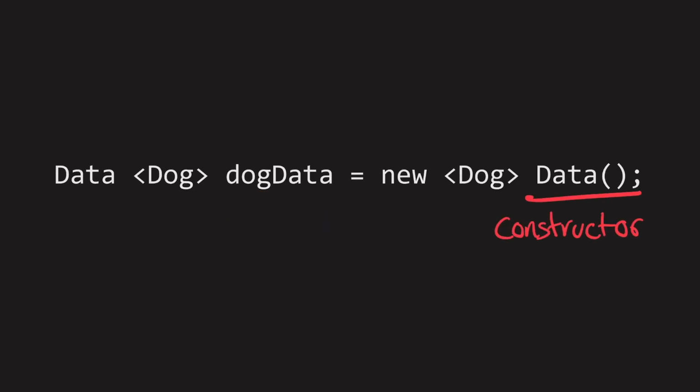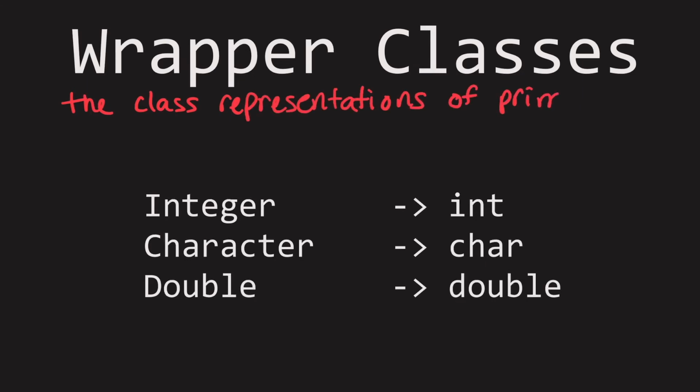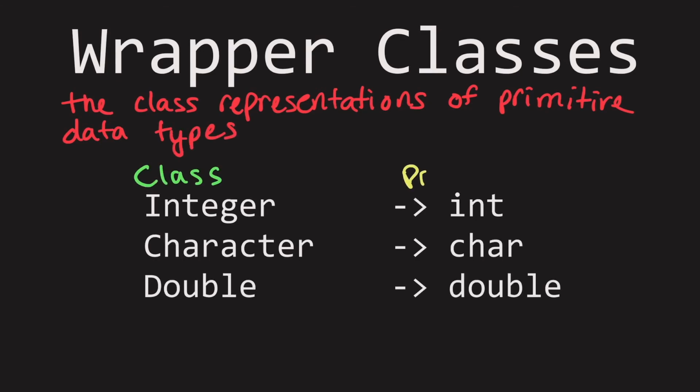And really quickly I want to touch upon wrapper classes. I will not go into too much depth about them, and will probably make a separate video about it in the future, but all you need to know is that wrapper classes are the class equivalents of the primitive data types. Integer corresponds to int, character corresponds to char, and double with a capital D corresponds to double.